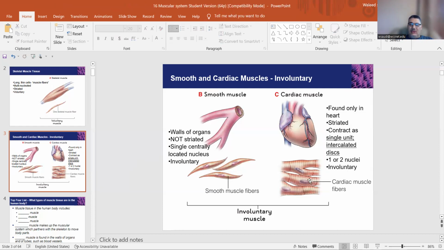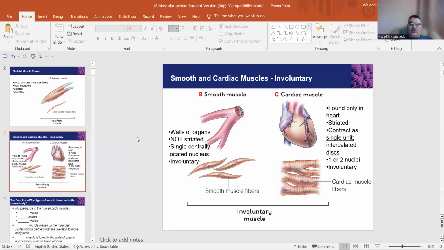But it is single nucleated. The only one that's multinucleated was the skeletal muscles for a reason. This is the only one that comes from merging of a group of cells. Otherwise, cardiac cells and smooth cells, these are just individual cells. This is their origin and this is what it is. So this is a main difference.